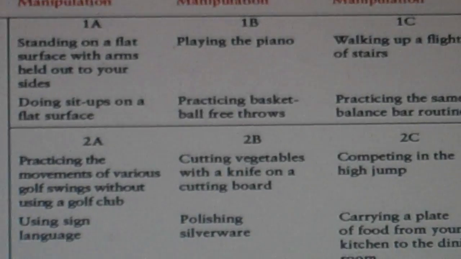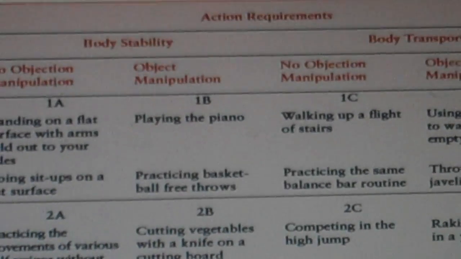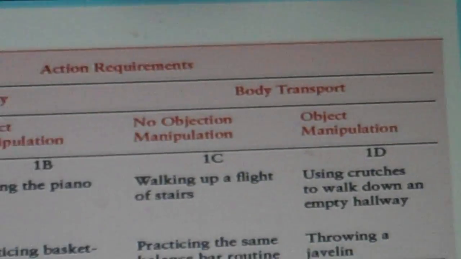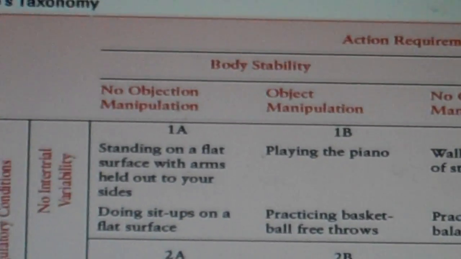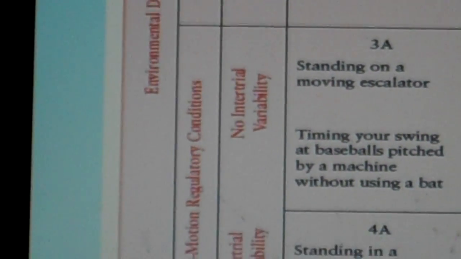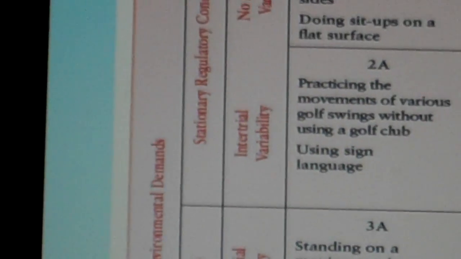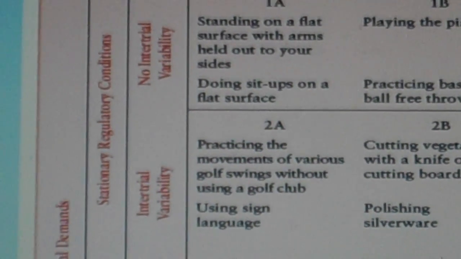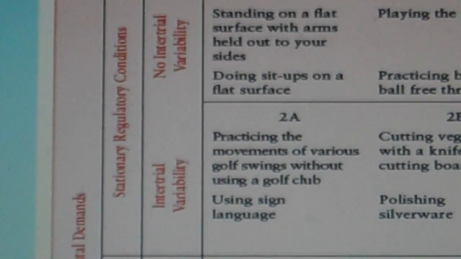So as we look at this whole chart, again, we are looking at action requirements, body stability, body transport, and object manipulation, and then we are looking at the environmental demands, in motion or stationary, and our intertrial variability. I'm going to post a second video with another example shortly.